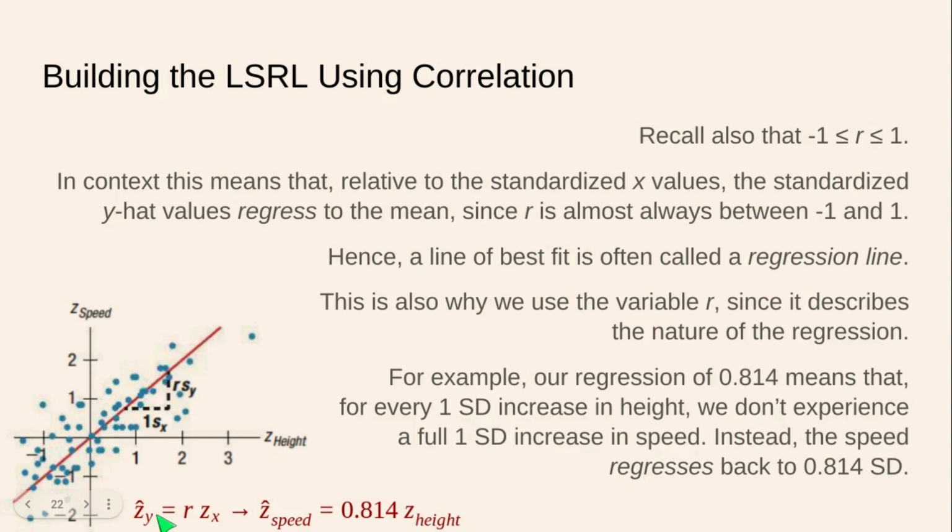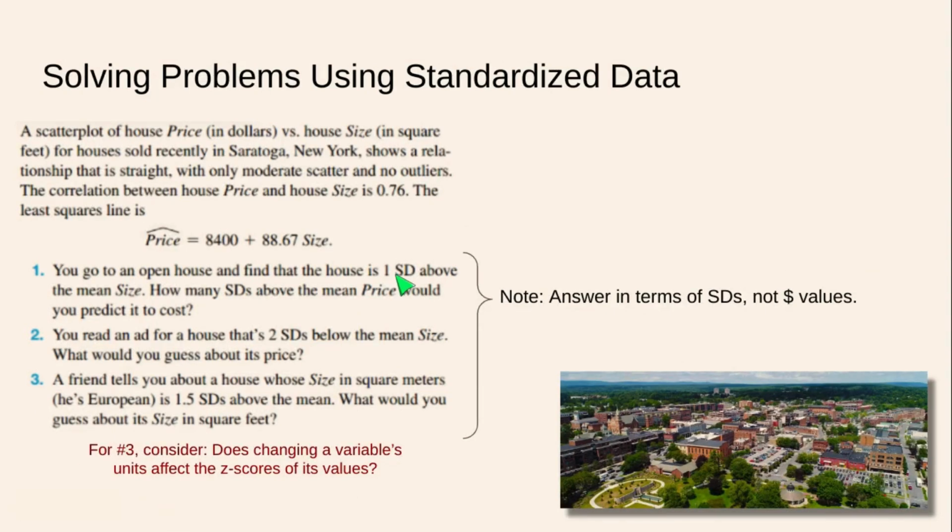So if I were to be 1 standard deviation above the mean size, I would be 1 times R standard deviations above the mean price. So we would predict that we would be 1 times 0.76, which is 0.76 of course, standard deviations above the mean price. Okay, gotta be careful.